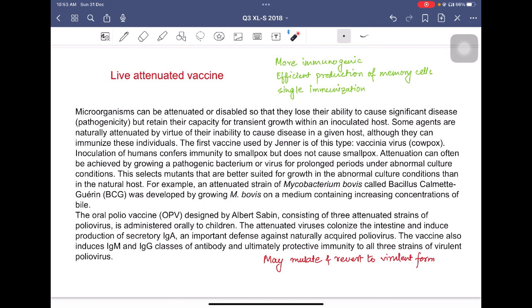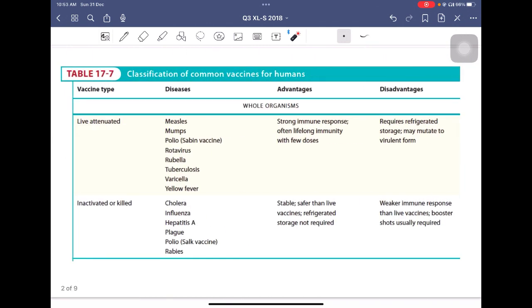But there is one major disadvantage of live attenuated vaccine, which is they can mutate and they can revert to the virulent form. So if they revert to the virulent form, what is the consequence? The consequence is that it can cause the disease, right? For example, the polio virus, if it reverts to the virulent form inside the host, then it will cause the polio disease in the host. So that is a major disadvantage of the live attenuated vaccine: it may mutate to the virulent form.